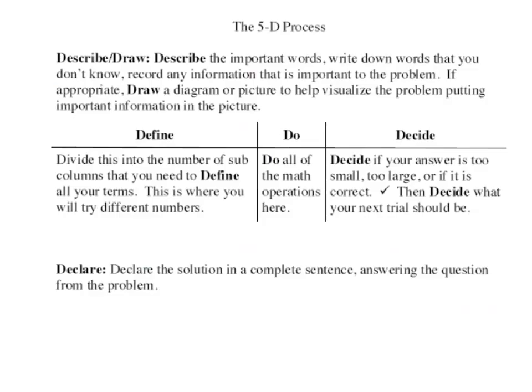This page contains a chart that is going to help us organize our information when we're working with a story problem. At the very top of our chart, we're always going to have some bullet points where we describe and draw our picture. Down in the middle, here's where we're going to define our variables, and we're going to be splitting this column up. There's a do column where we're going to do all our math, and then there's a decide column where we're going to decide is our answer too big, too small, or if it's correct. And then at the bottom, that's where we're always going to declare our sentence. You'll see what an example looks like coming up here.